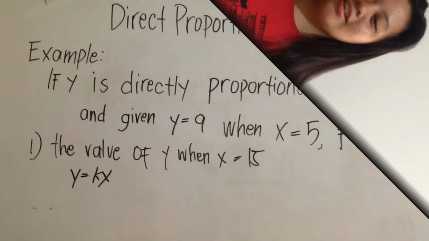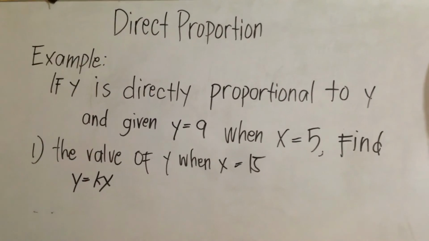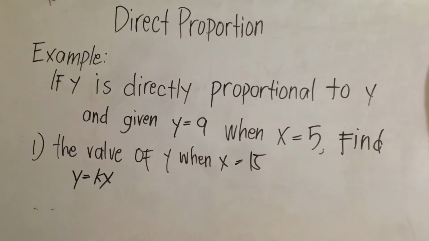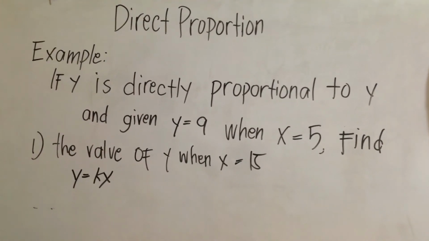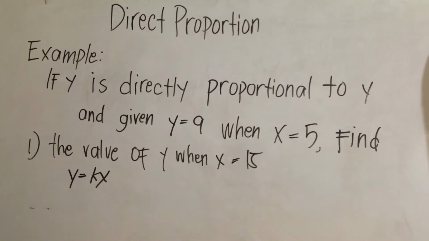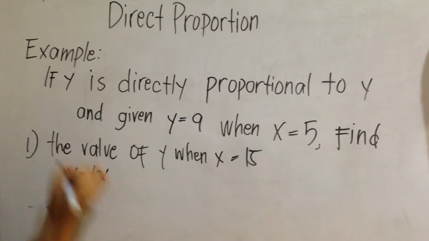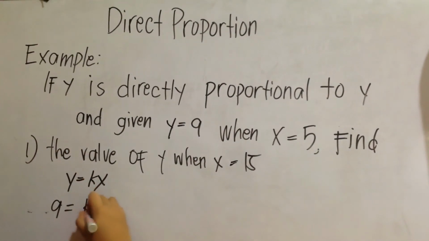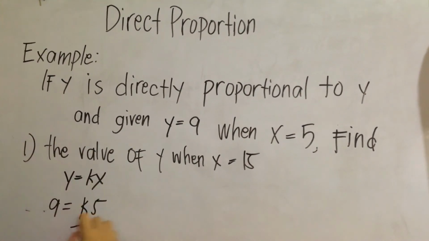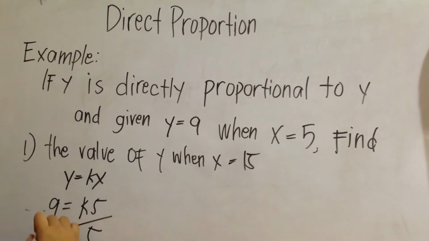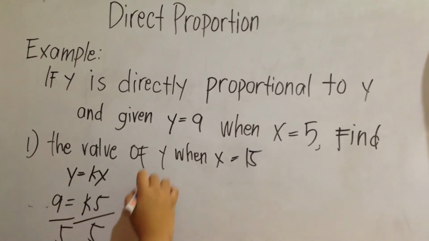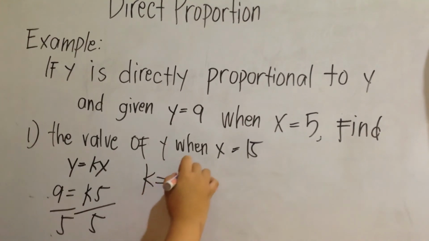In direct proportion, as one amount increases, another amount increases at the same rate. The formula for direct proportion is y is equal to kx. But first, we must find the constant value. So y is equal to kx. Substitute the given: 9 is equal to k times 5. Divide both sides by 5. So the constant value is 9/5.